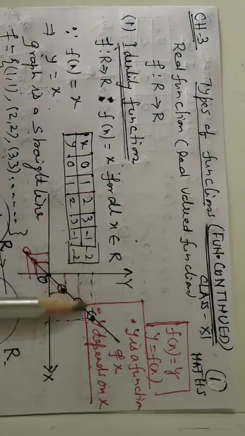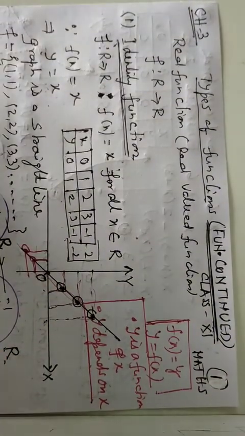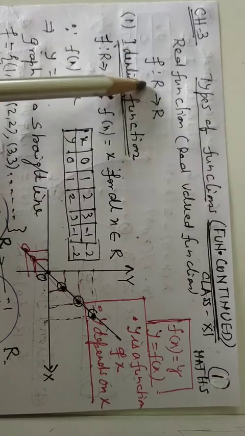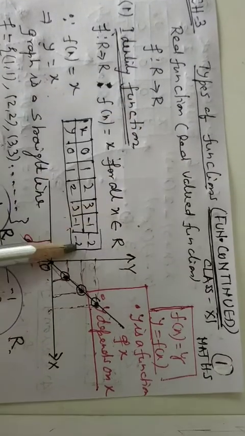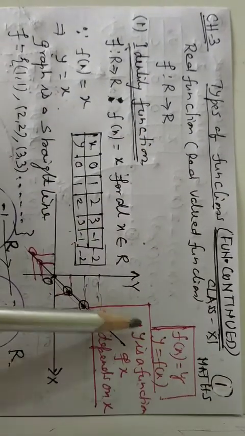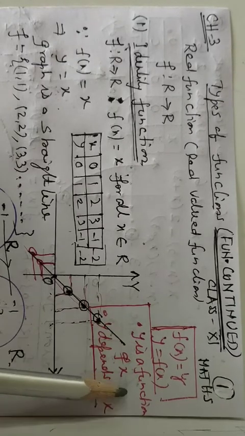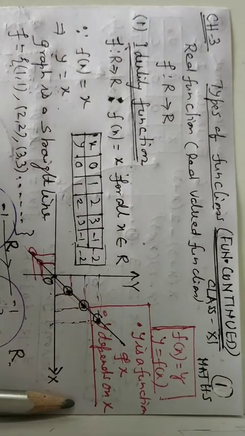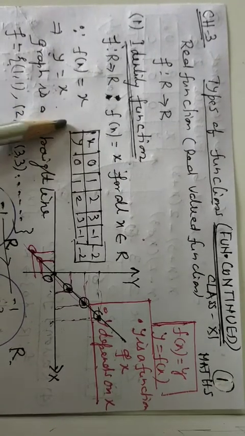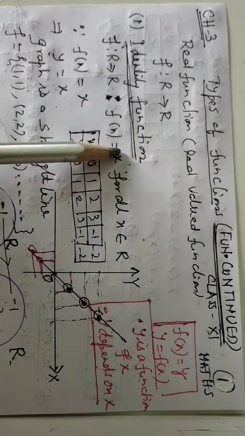Types of functions. Now functions are of different kinds. Real function from R to R. You already know f(x) is called y and y is also called f(x), same thing. This is read as y is a function of x, or y depends on x. Now the first function is the identity function.